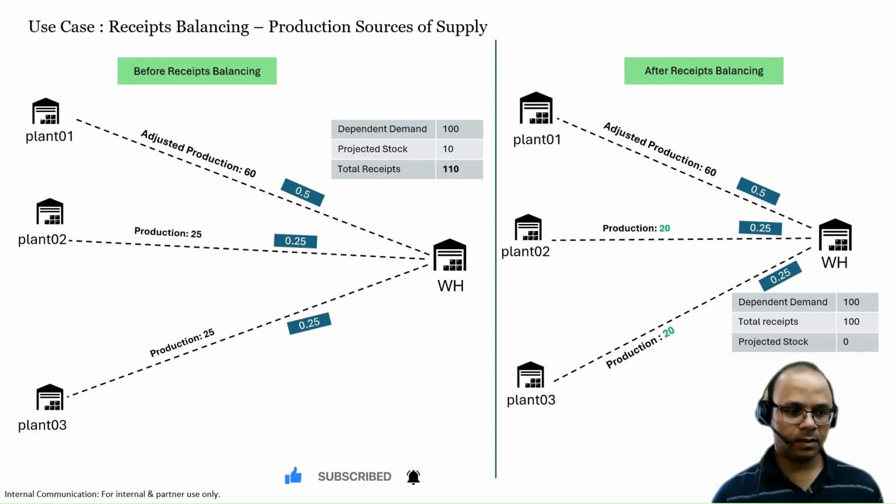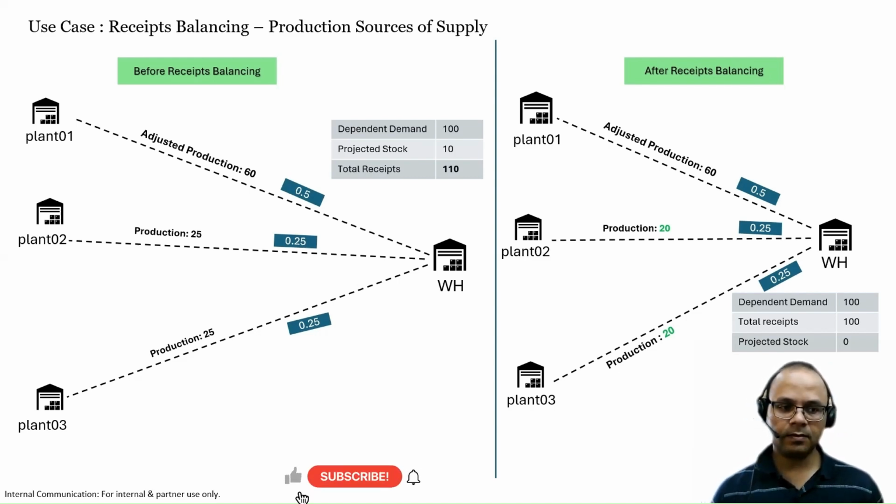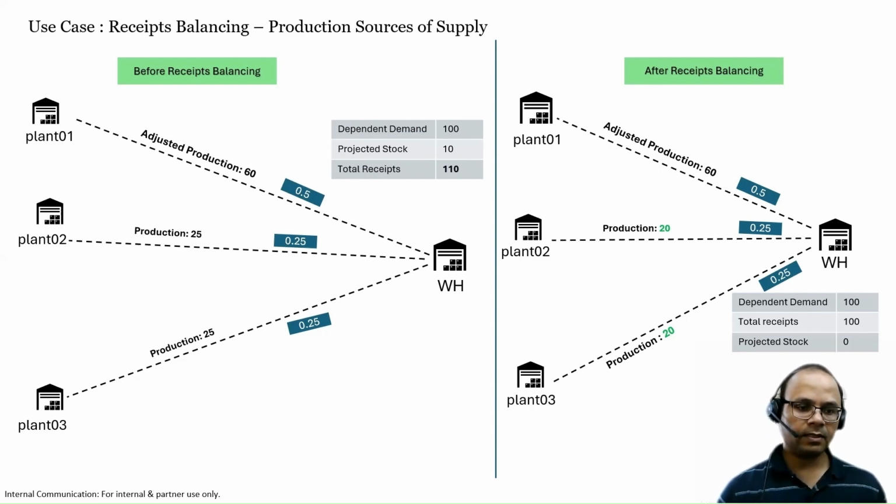So in that case, when we run this heuristics without receipts balancing, what it will do is actually produce 60 units from plant 1. However, because of the quota, it will still produce 25 each from plant 2 and 3, which will result in a total receipt at the warehouse location of 110 units, like 60 plus 50 is 110 units. So we'll have an extra stock of 10 units in the warehouse.